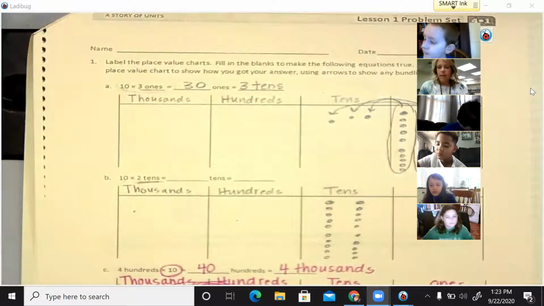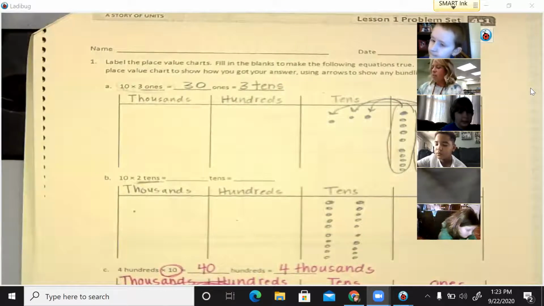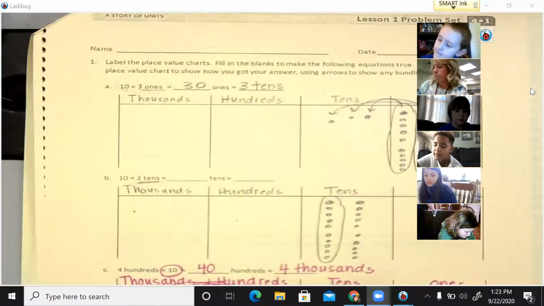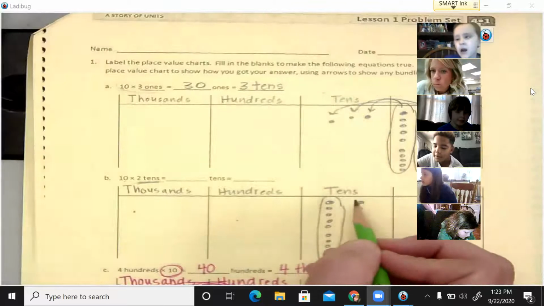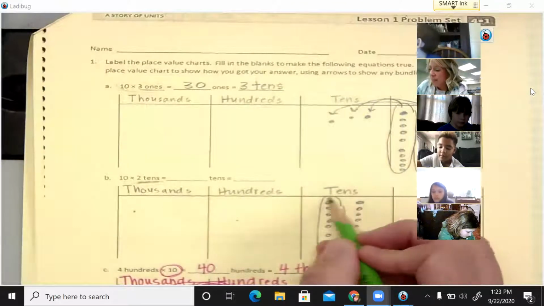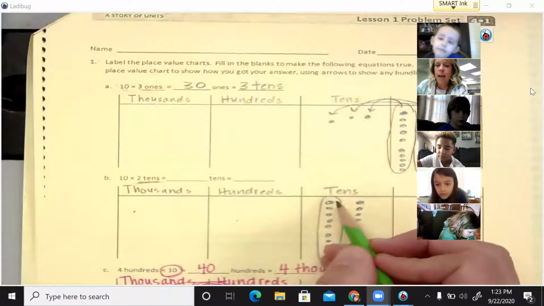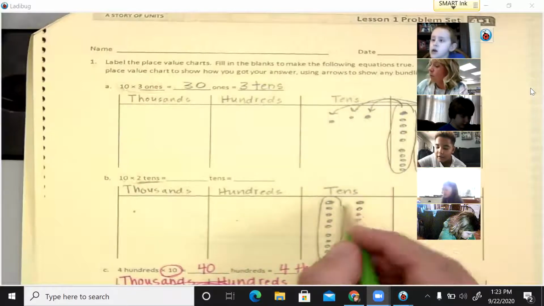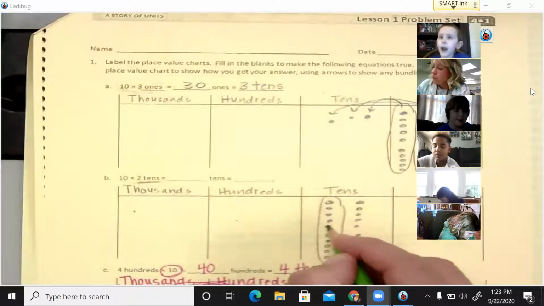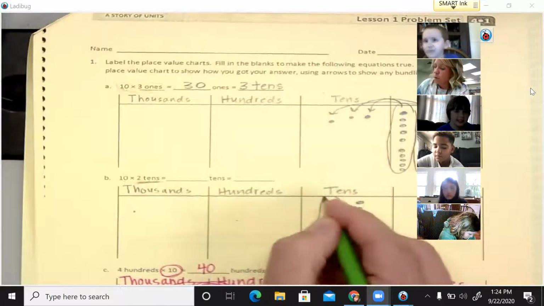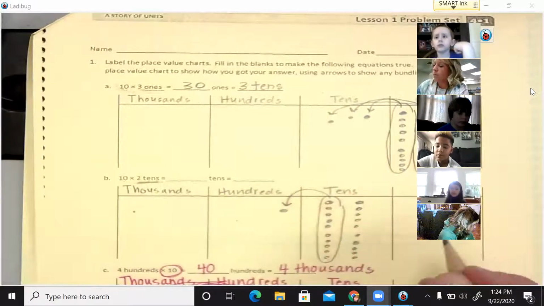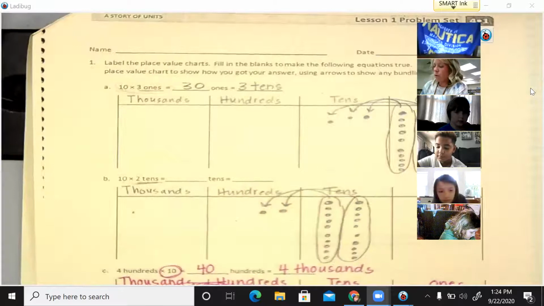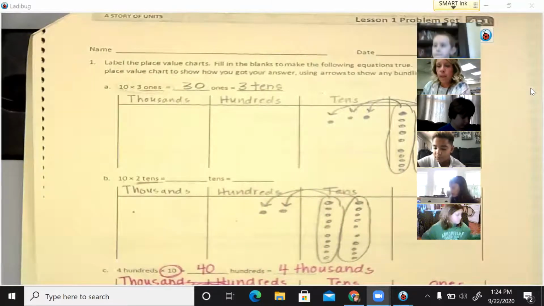So now I can do some bundling and exchanging. Seth, I can bundle these 10 tens, gives me 1 what? No, I have 10 tens. That's 10 tens gives me 1 what? 100. And if you're not sure, you can always count. 10, 20, 30, 40, 50, 60, 70, 80, 90, 100. So I'm going to exchange those for 100. Then I'm going to bundle these 10 tens together for another 100. So now we have to fill in our chart.